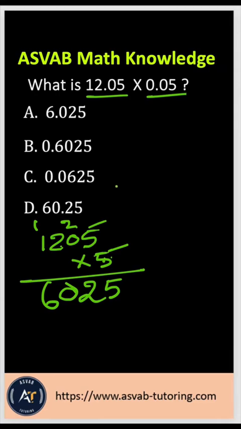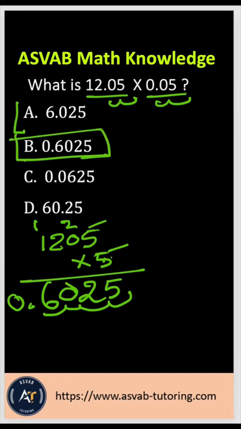Now I have to put the decimal carefully. So look at here. After the decimal, how many digits do I have? You have to count for both numbers. So I have 1, 2, 3, 4. So I have 4 digits. So I have to put the decimal point 4 places from right to left. Let's do that: 1, 2, 3, 4 right here, and fill out with 0. So the correct answer is option B.